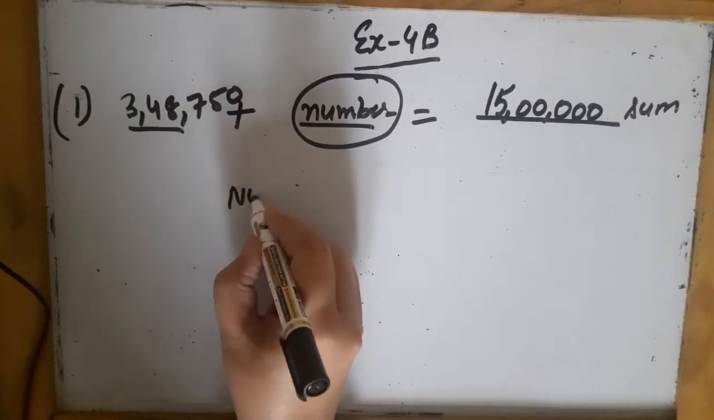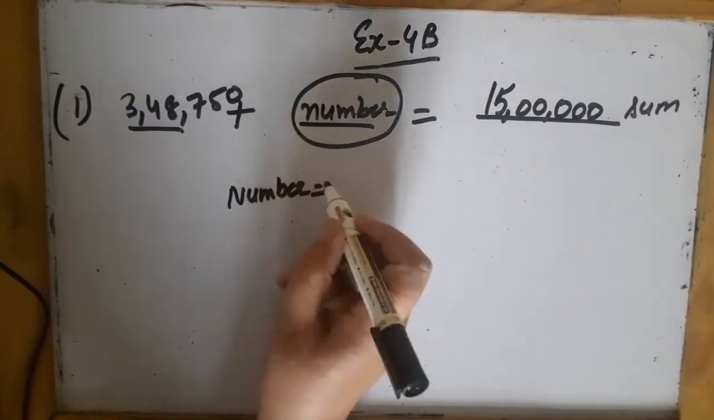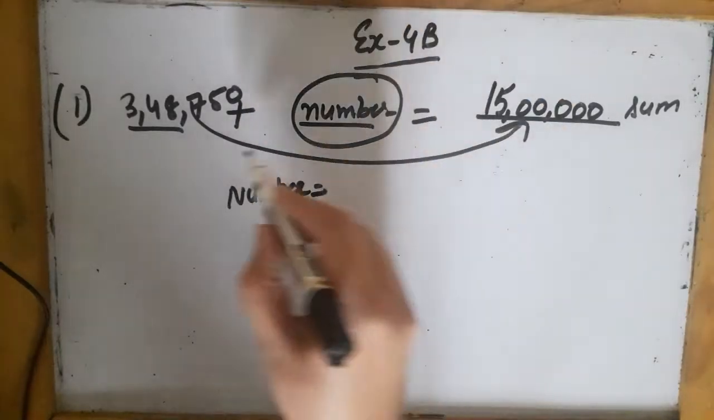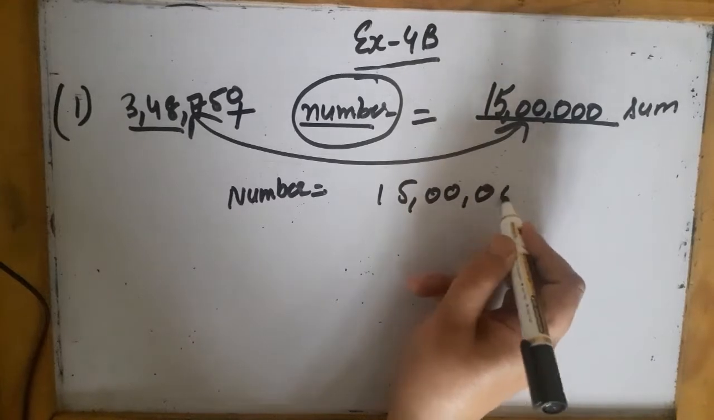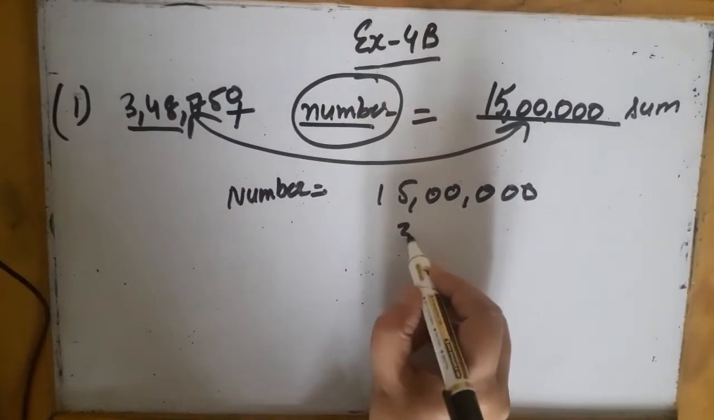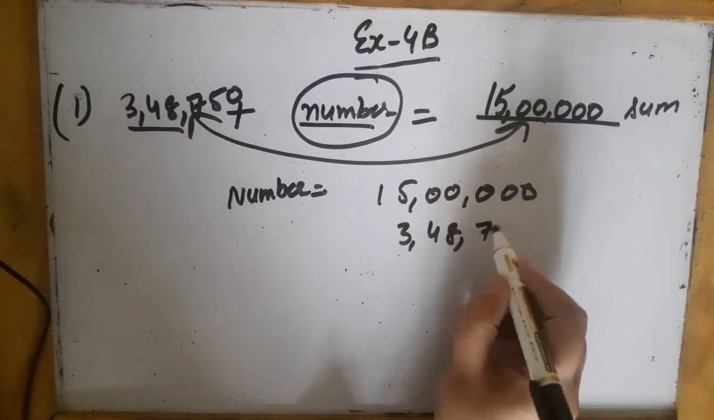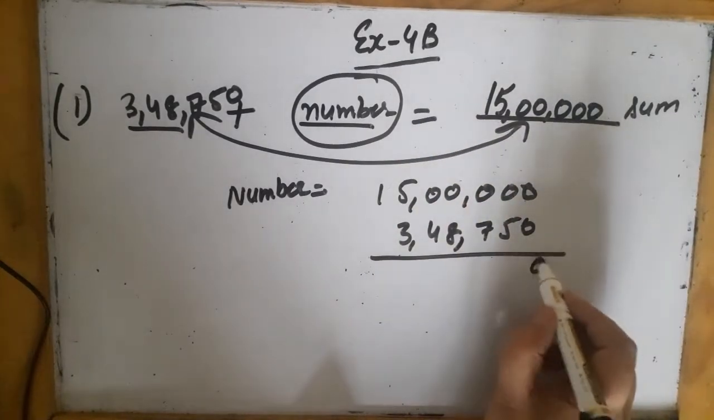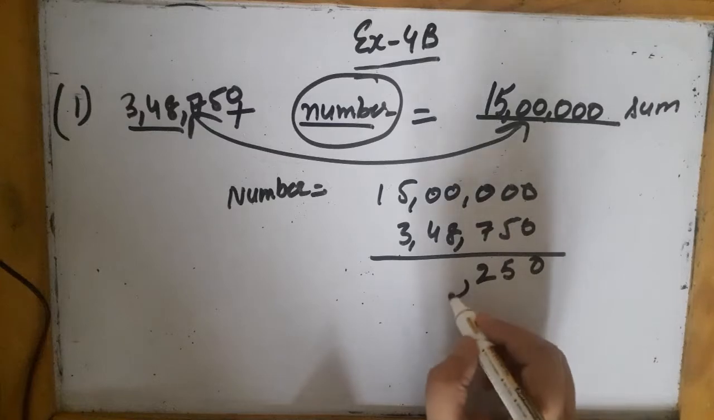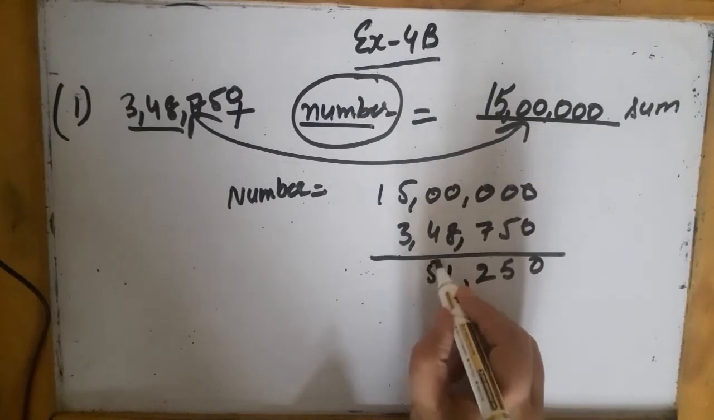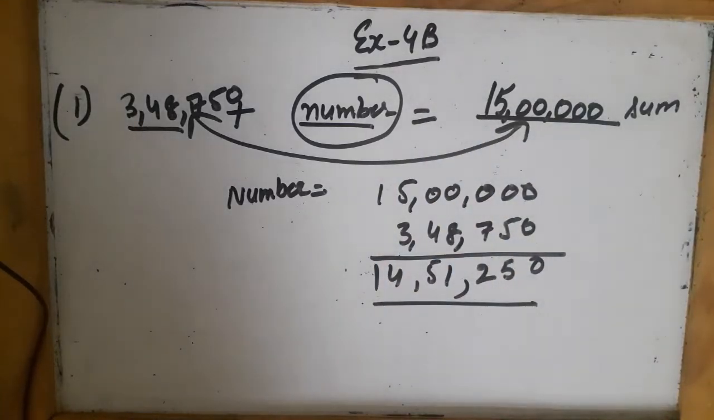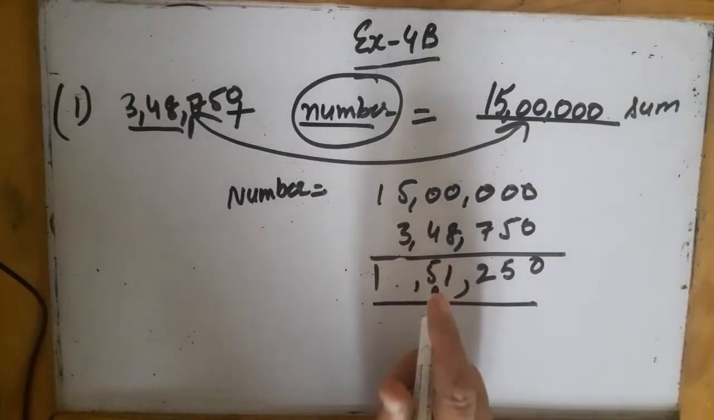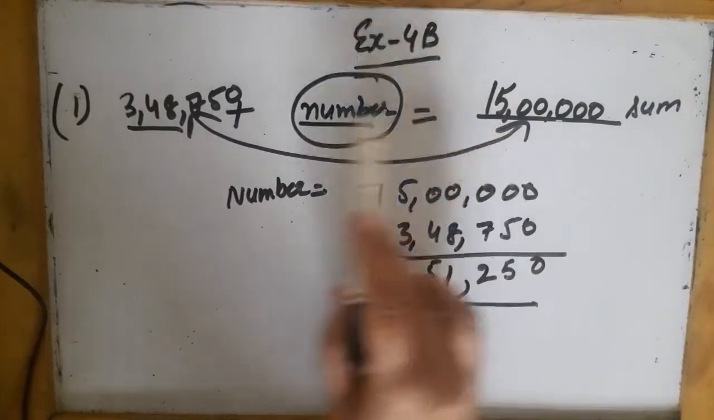So how can I find? To find this number, I will subtract these two numbers. So from 15 lakhs, I will subtract 348750 and I will get the answer. This is what I will get when we subtract these two numbers.